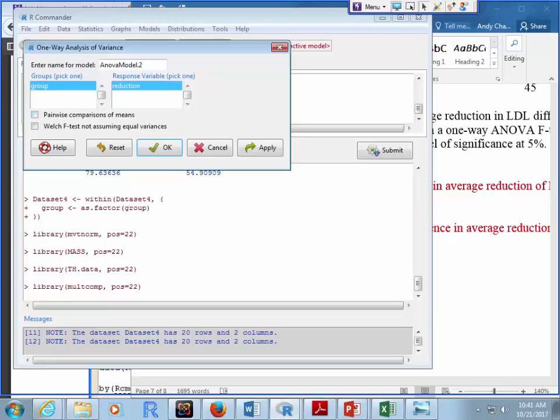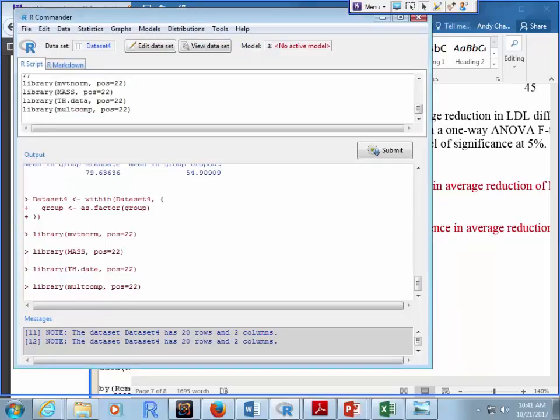If you wish to do pairwise comparison, you can do that. And watch this: there's a Welch F statistic not assuming equal variance. So in case you do have a non-equal variance situation, you can check on this to do your test. I'm going to click on pairwise comparison and run it. The first time we run, maybe let's just skip this. Let me cancel this.